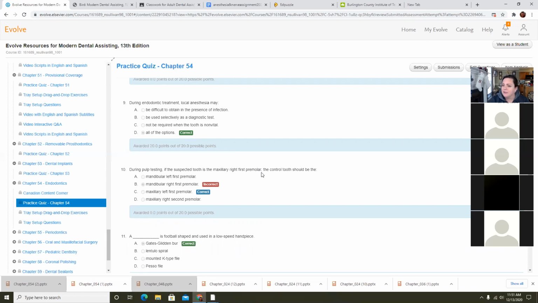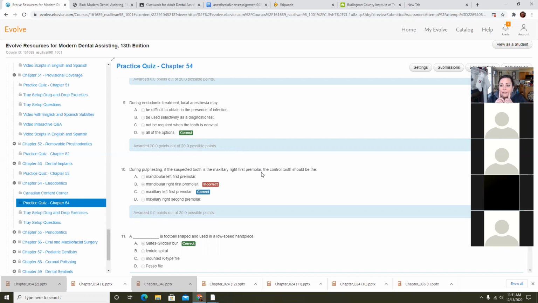Okay. Mandibular premolar doesn't even have the same amount of roots as the maxillary. Mandibular first premolar only has one root. Maxillary first premolar has two roots. Maxillary second premolar has one root. So the only other tooth that's going to act exactly like a maxillary right first premolar is a maxillary left first premolar. So that's the tooth we would want to use as the control tooth. Does that make sense?